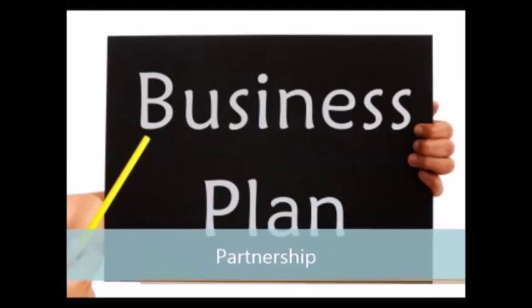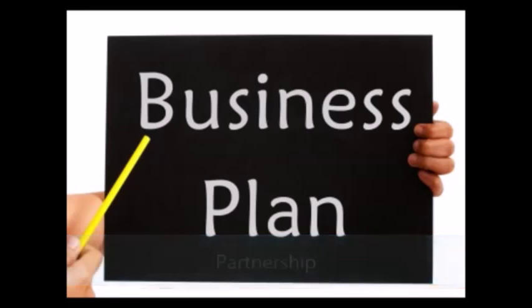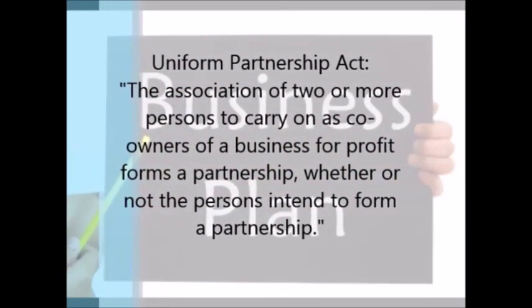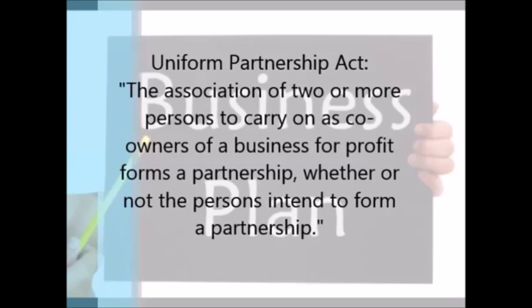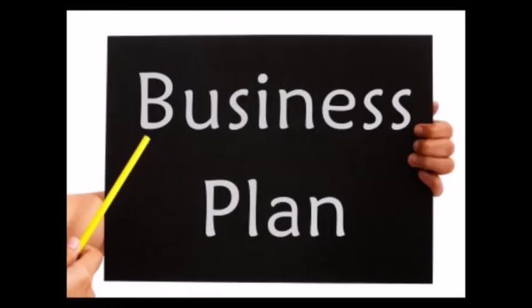The next structure is a partnership. It's a structure that's created automatically when 2 or more people engage in business for profit. So here's the language from the Uniform Partnership Act that formed what partnerships are. The association of 2 or more persons to carry on as co-owners of a business for profits forms a partnership, whether or not the persons intended to form a partnership. So you see how easy it is. Even if you didn't intend to do it, you can end up in a partnership.